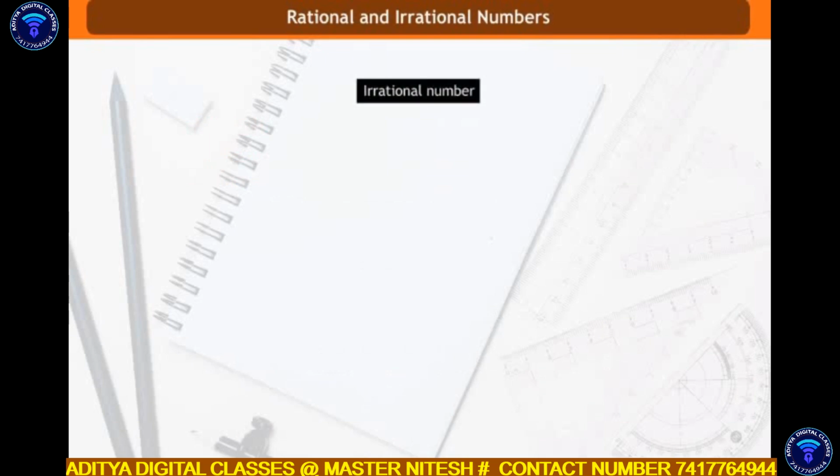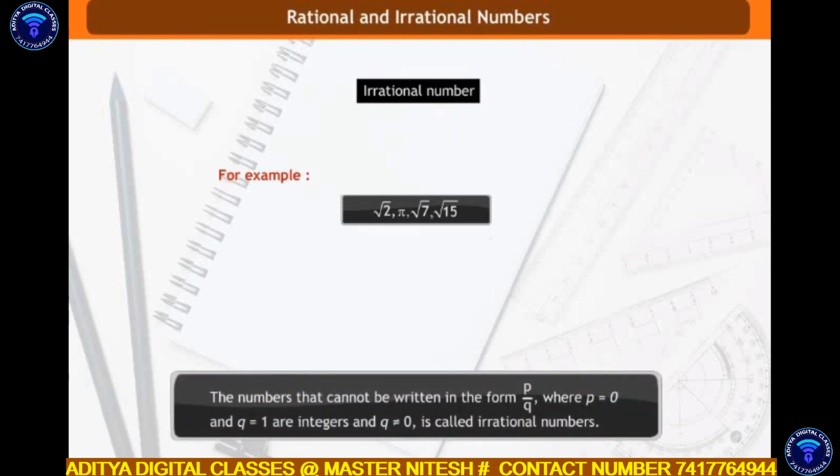Now look at the irrational numbers. For example, root 2, pi, root 7, or root 15. They are irrational numbers. That means a number which cannot be written in the form of p by q, where p and q are integers, and q is not equal to 0, is called an irrational number.